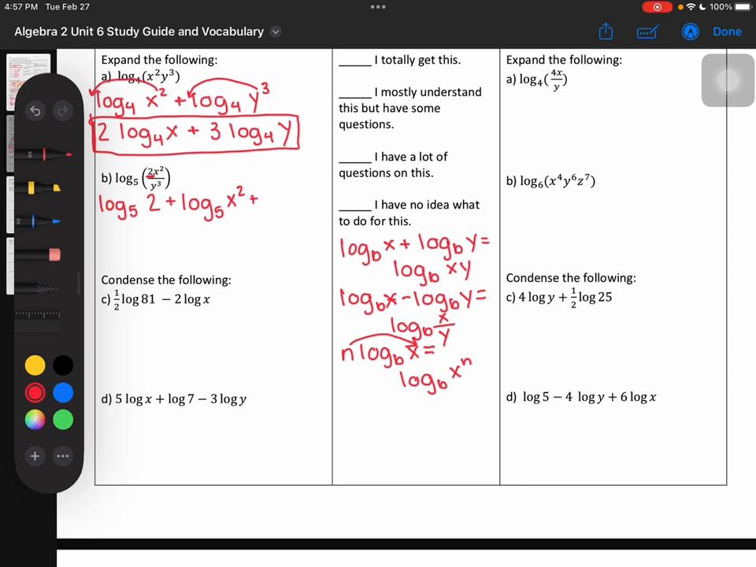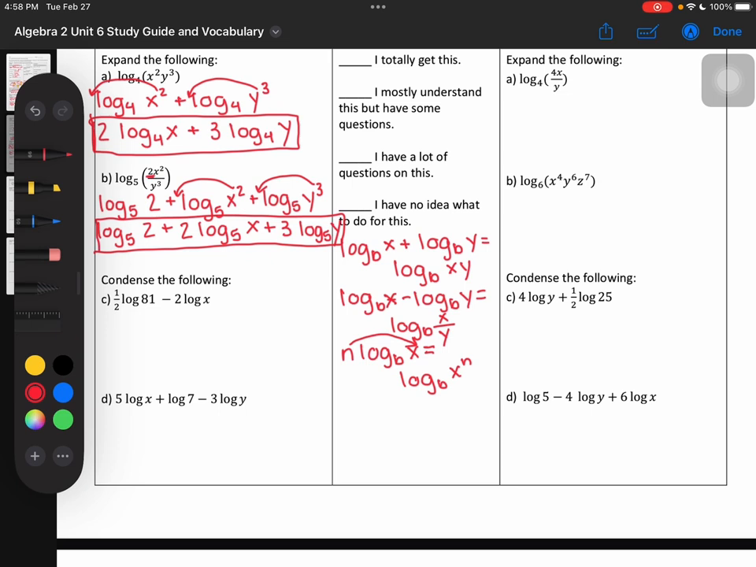And then I have again plus log base 5 of y to the third. And now I have exponents that need to be moved in front. So I have log base 5 of 2 plus 2 log base 5 of x plus 3 log base 5 of y. So I want to double check. Everything's been separated into its own log, and there are no exponents left. So we're good just like that.